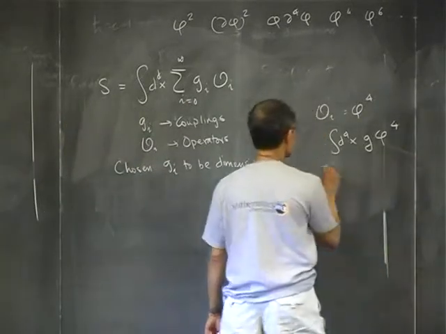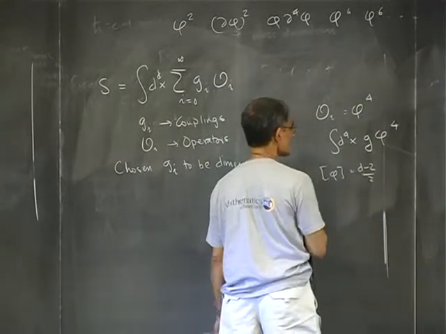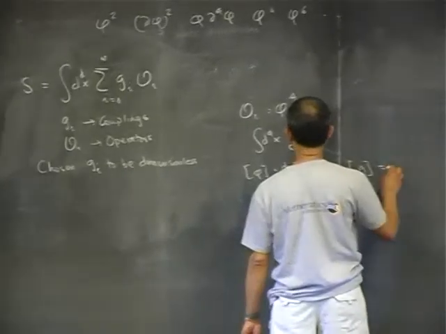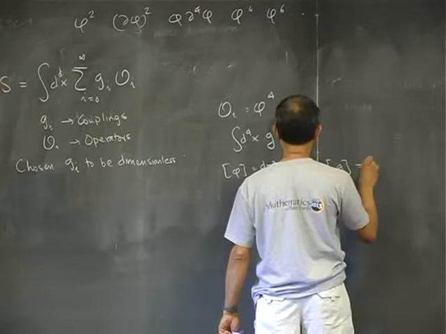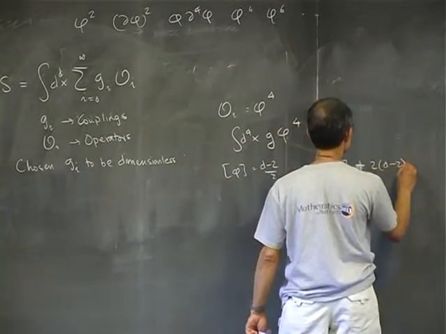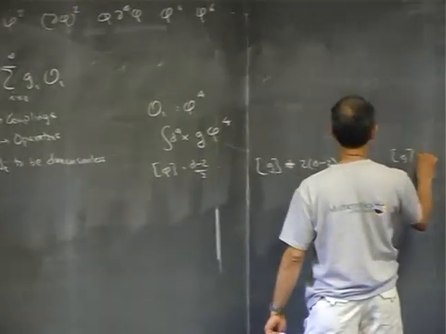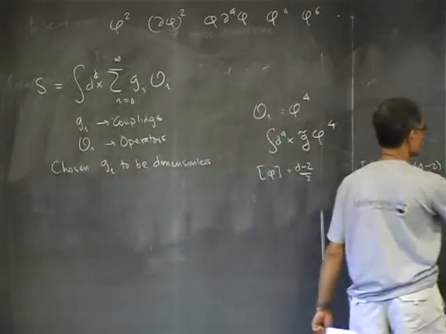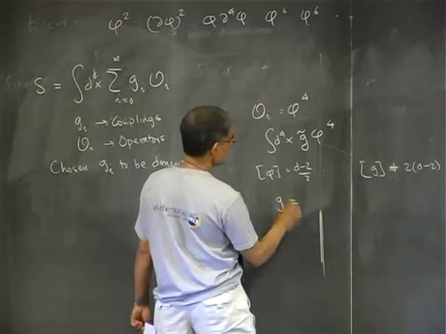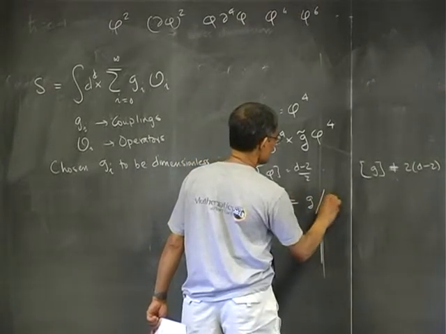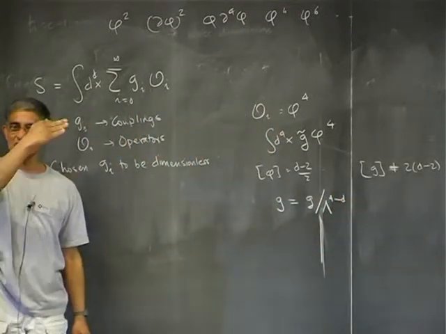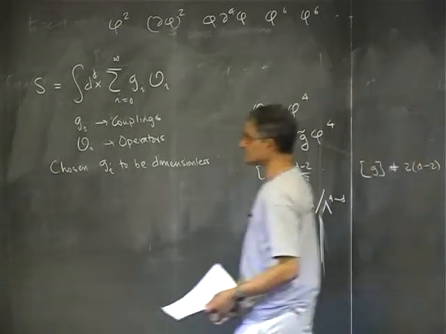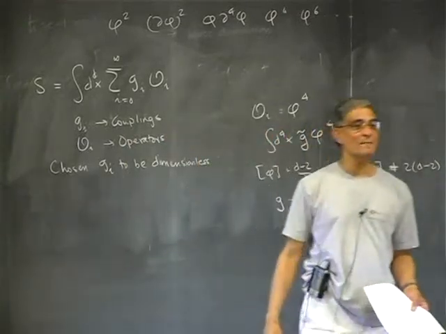The dimension of phi was (d minus 2)/2, and from here you can calculate the dimension of g. The dimension of g plus 2 times (d minus 2) has to be equal to d. So the dimension of g is equal to 4 minus d. Let me call this g tilde. The dimensionless coupling G I'll define as g divided by lambda to the power 4 minus d, pretty much like all those relations between c tilde and c. I'll always talk in terms of dimensionless couplings. Any question?